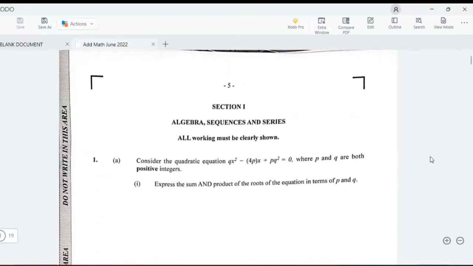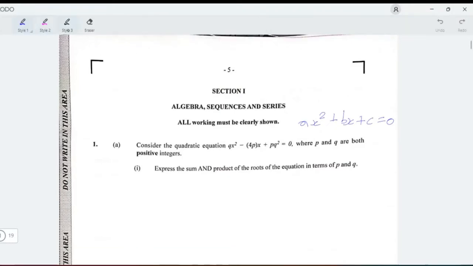So this question says, consider the quadratic equation qx squared minus 4px plus pq squared equals 0. Express the sum and product of the roots in terms of p and q. So you have to remember, whenever you're given a quadratic equation in the form ax squared plus bx plus c equal to 0, then the sum of the roots is minus b over a.